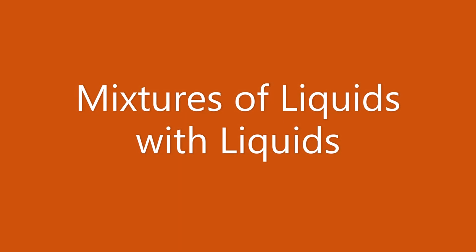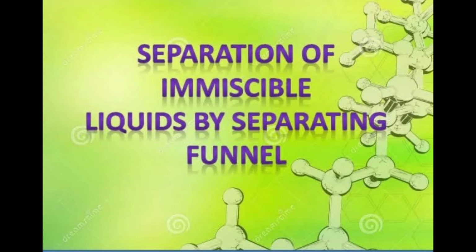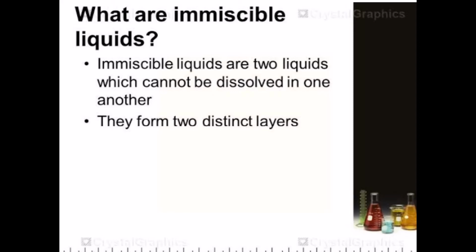The third and the last mixture we have is mixtures of liquids with liquids. In this we will study separation of immiscible liquids by separating funnel. What are immiscible liquids? Immiscible liquids are two liquids which cannot be dissolved in one another. It means the two liquids which do not mix with each other are called immiscible liquids. They form two different layers which can be easily seen.